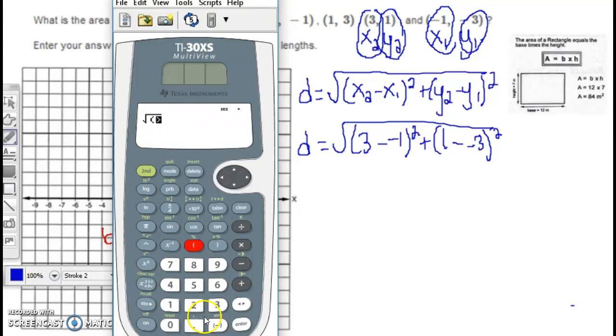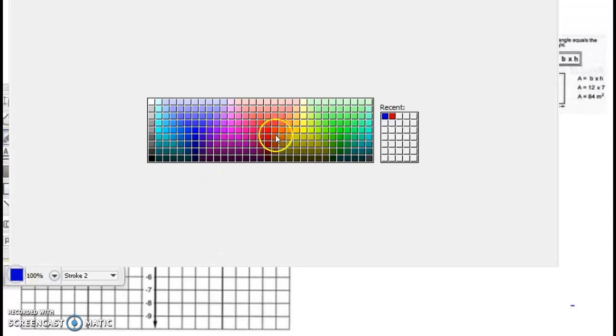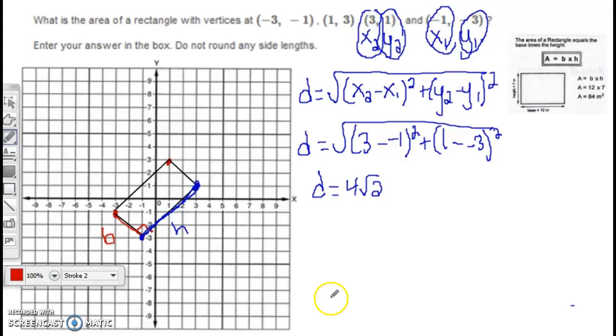So I'm going to type in the square root of 3 minus -1, close my parentheses and square it, plus 1 minus -3, close my parentheses and square it, and then I'm going to hit enter. And that tells me the exact answer for the distance is 4√2. I'm not going to round it yet. I'm going to leave it as 4 square root of 2. Now, if you use your computer calculator, it's going to go ahead and round it for you, and that might cause you a little bit of rounding errors, but hopefully you can still use some reasoning to get the right answer.